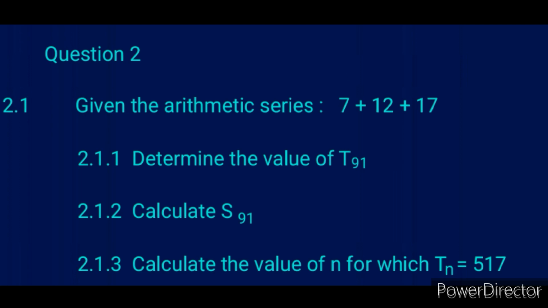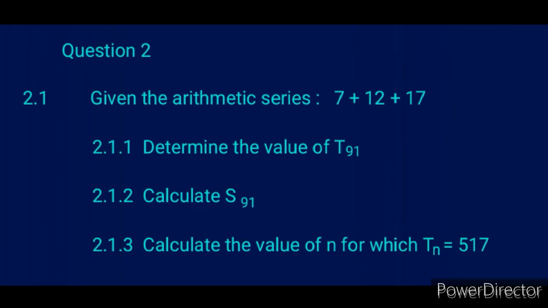So now let's continue. They said, given the arithmetic series, determine the value of T91. Usually they like asking for the next two terms. So first we'll find the difference and simply add in order to find the following term, which will be 22, and then add again to find the following term, which will be 27. But in this case, we're asked to find T91, so that term is far.